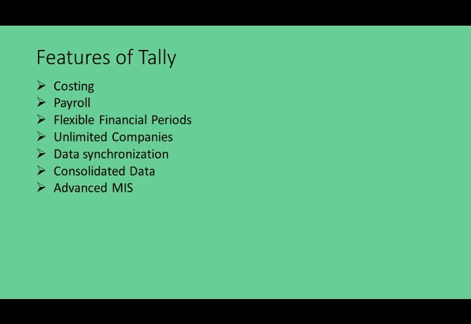Unlimited companies. You have the facility to create and maintain up to 99,999 companies concurrently. Data synchronization. Data can be synchronized and updated from multiple locations. This feature is helpful for fast and easy exchange of business information between offices located at far off locations. Consolidated data. Companies of the same group can be consolidated into one and their single report can be registered.